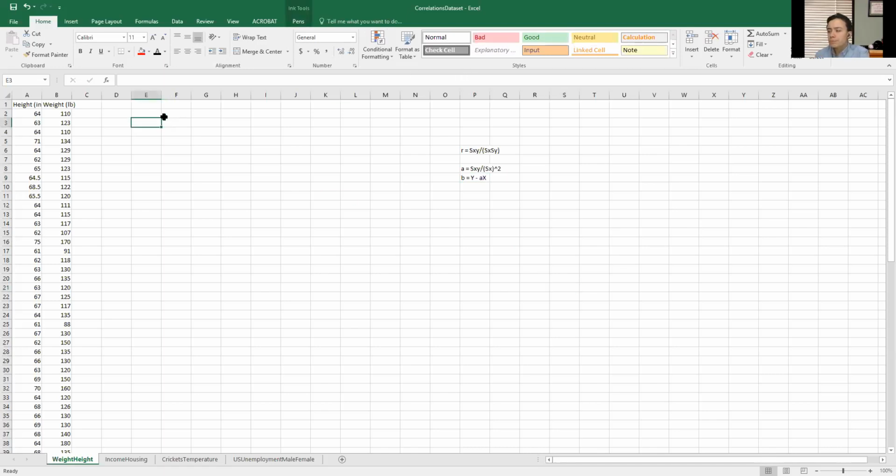So what I'm going to do is to try to find all of those terms that I'm going to need. So that means I'm going to need the average for X and the standard deviation for X. I'm going to need the average for Y and the standard deviation for Y. And I'm going to need SXY, the variance for Y. Okay, and then I'll be able to evaluate the correlation coefficient and A and B.